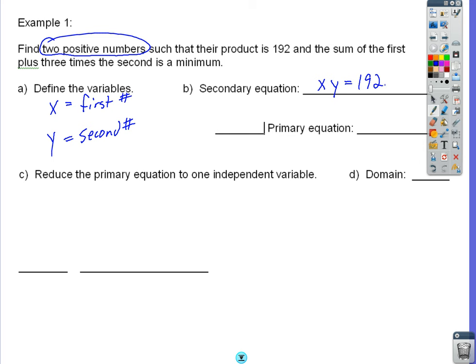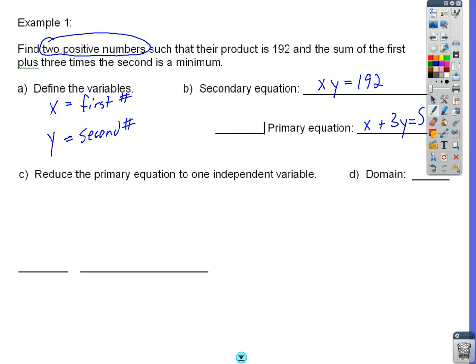Why? Because it's not asking me to minimize it. However, the second one, where they ask me to find the sum of the first plus 3 times the second to be a minimum, what does that mean? Well, shoot, this isn't an equation, right? I need an equation, so I need to make sure that this is S, my sum, and I need to make it a minimum. I need to make sure it's an equation, not just a statement.